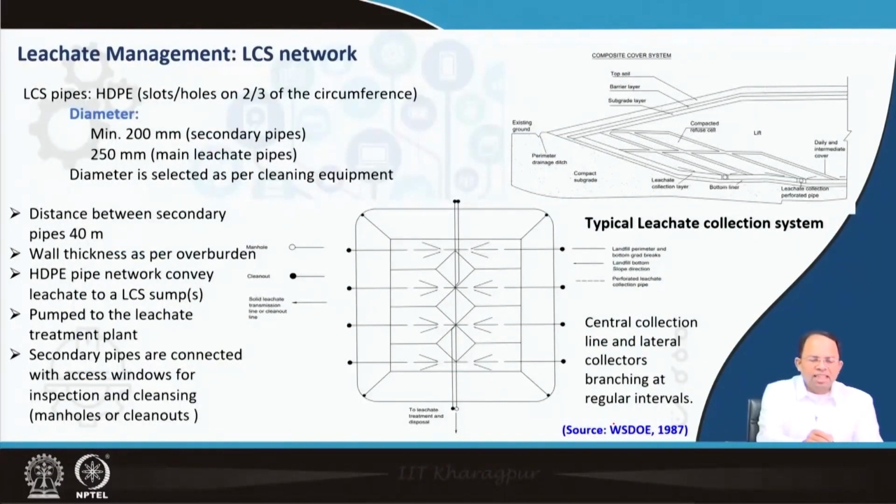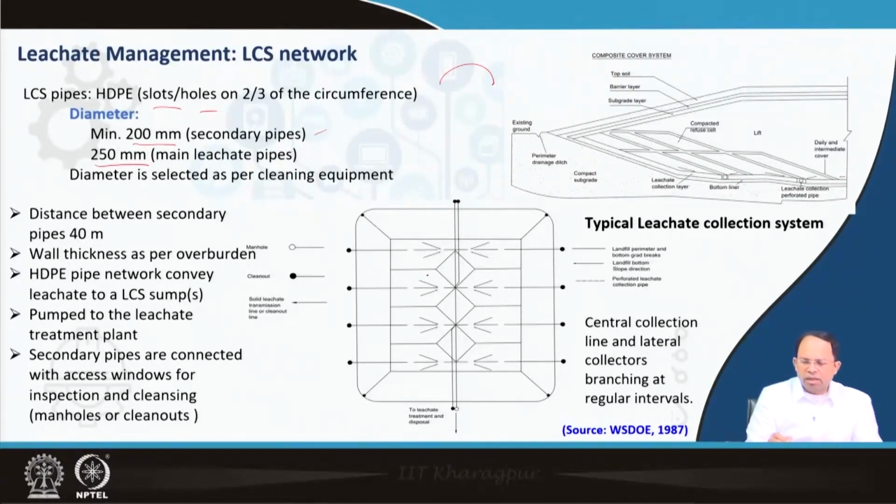Now LCS pipes are slotted pipes or pipes with holes, and 2/3 of the circumference of the pipes will have these holes, which will allow the leachate to come inside. Diameter of the pipe minimum is 200 millimeter. This is particularly for secondary pipes, whereas the main pipe is around 250 millimeter.